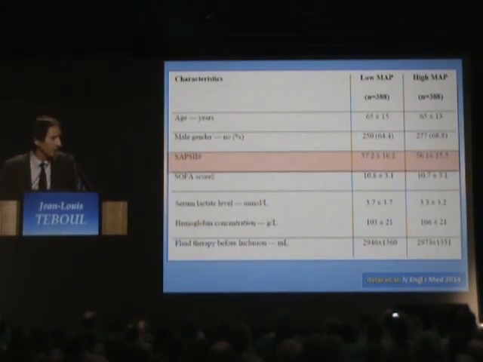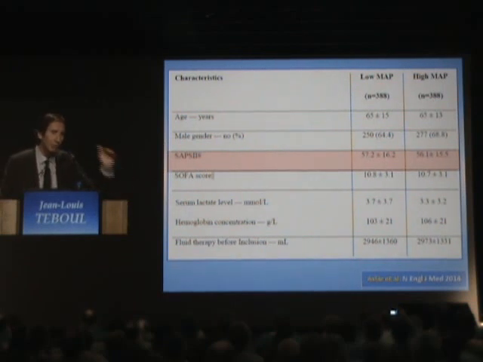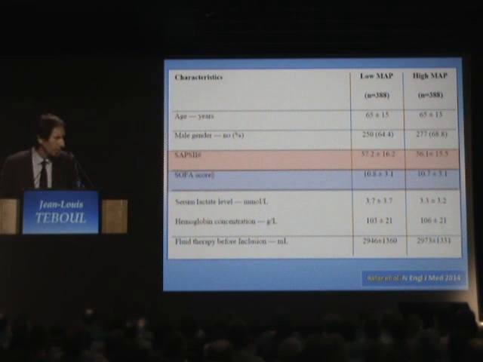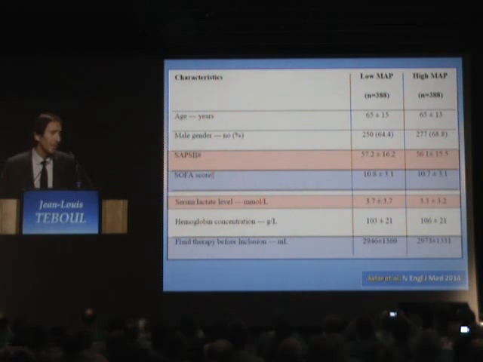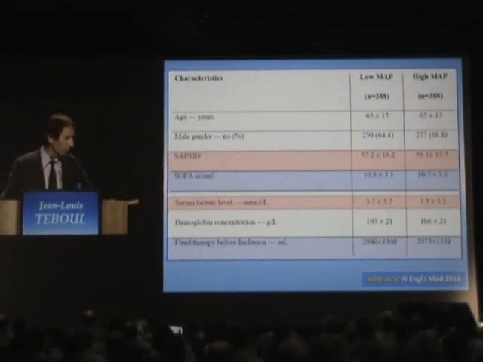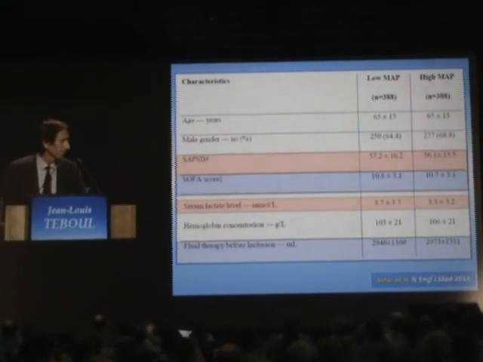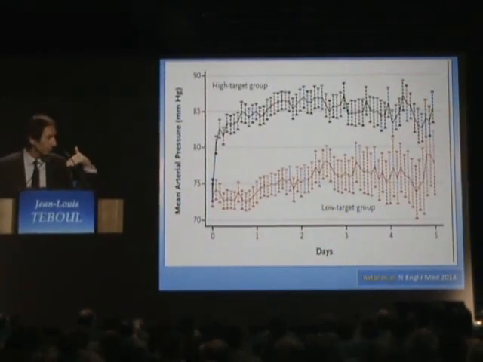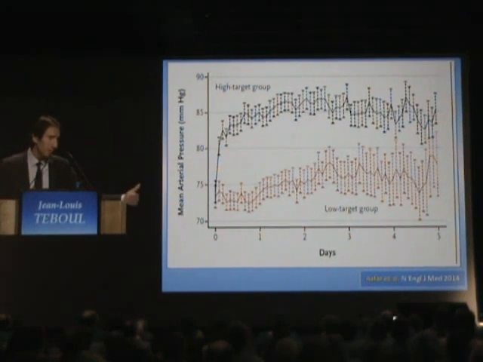The results are here. The severity of these patients was very high, as assessed by a high SAPS-2 score, high SOFA score, high lactate level, and, as Jan Bakker said, patients had already received a lot of fluid, almost 3 liters, before randomization. These are the results for MAP.